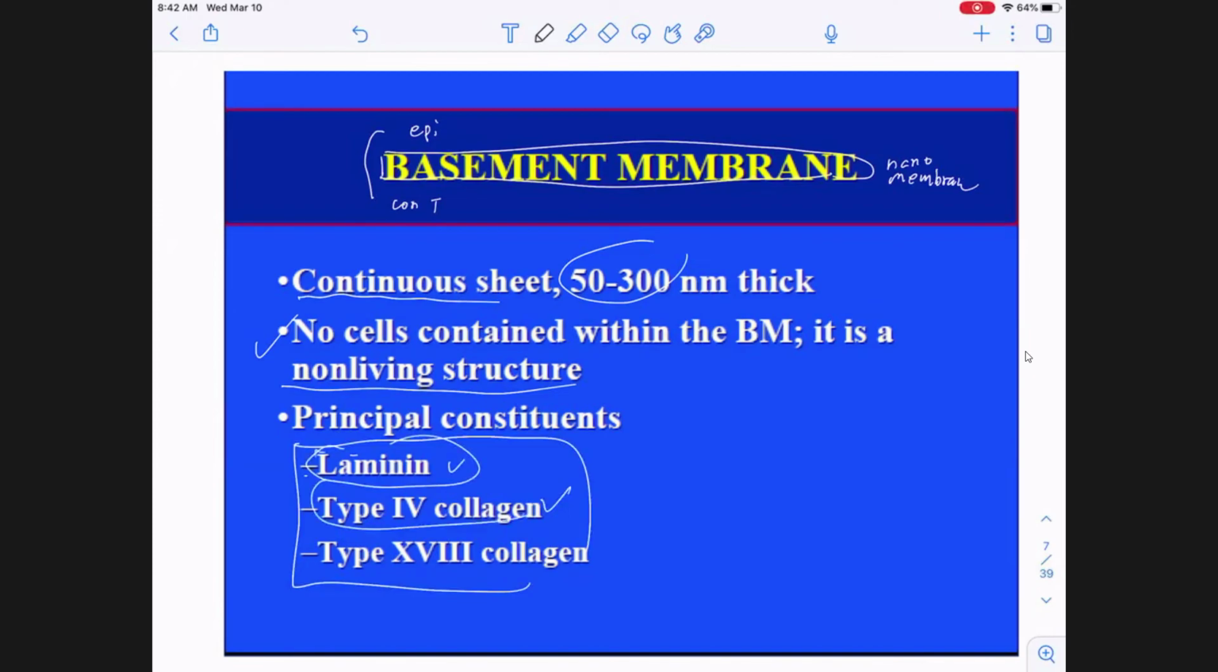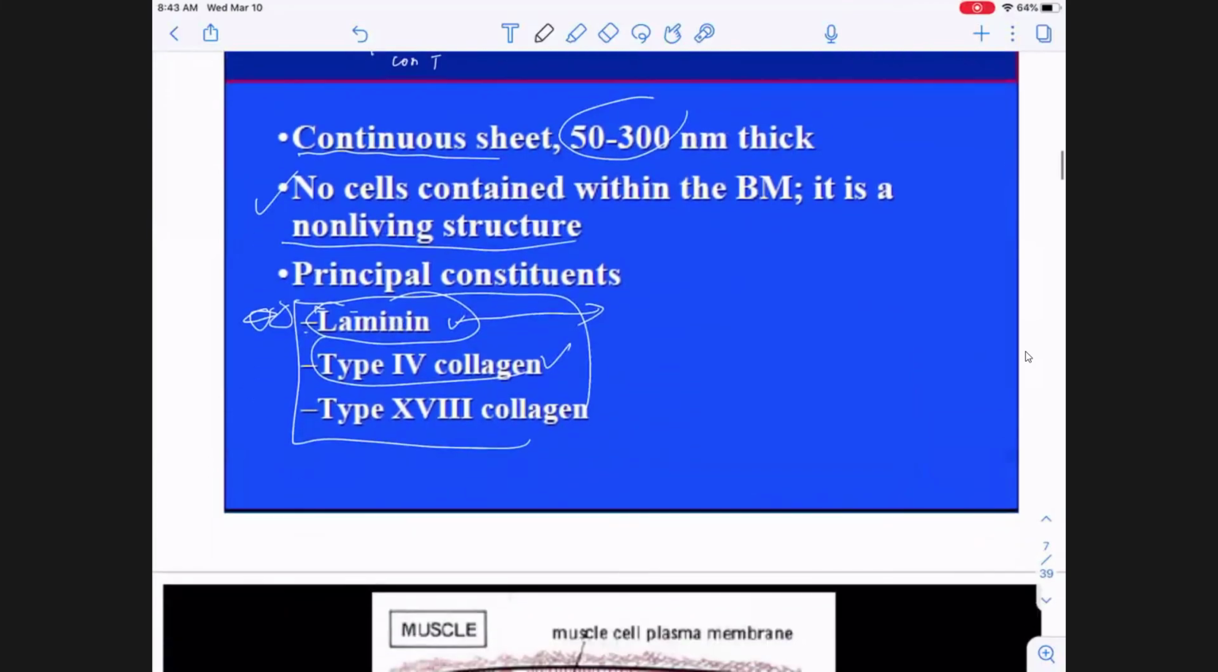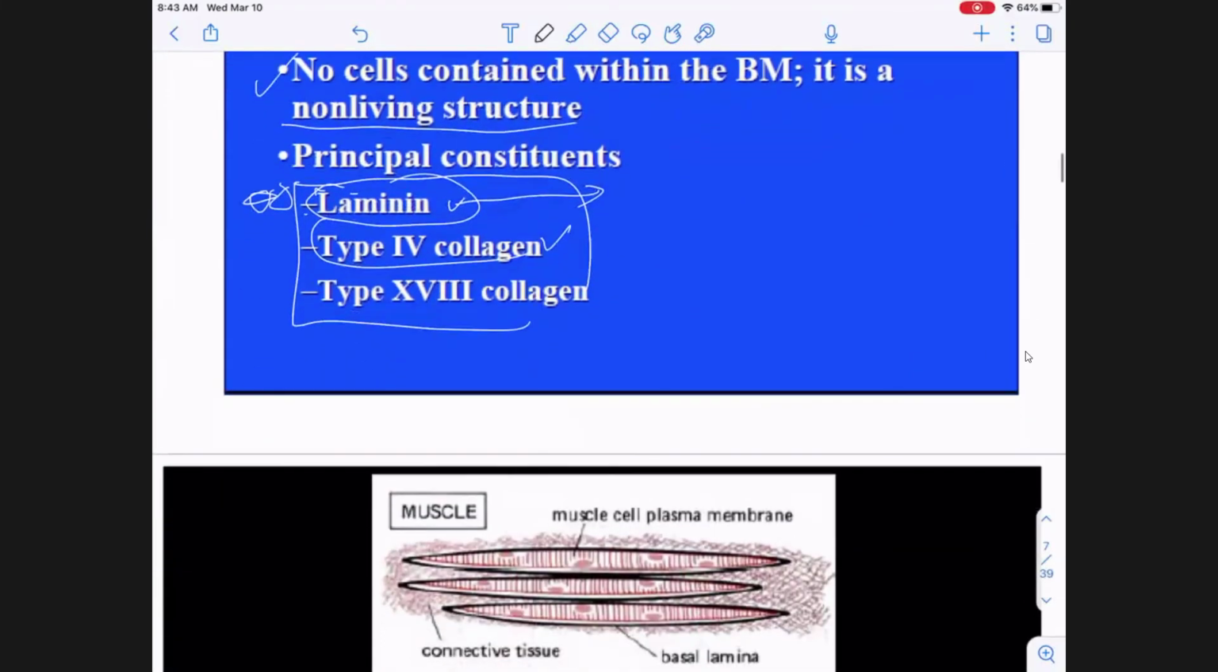We will mimic the laminin structure. That's interesting. If you can design a structure a little bit similar to laminin, a lot of cells will be happy to live with it. So we use the laminin structure to regenerate tissue, skin, nerve, everything. So laminin is very useful. Those are the principal constituent compounds.